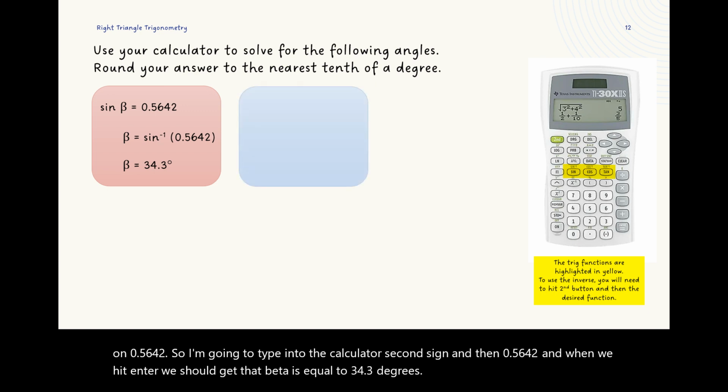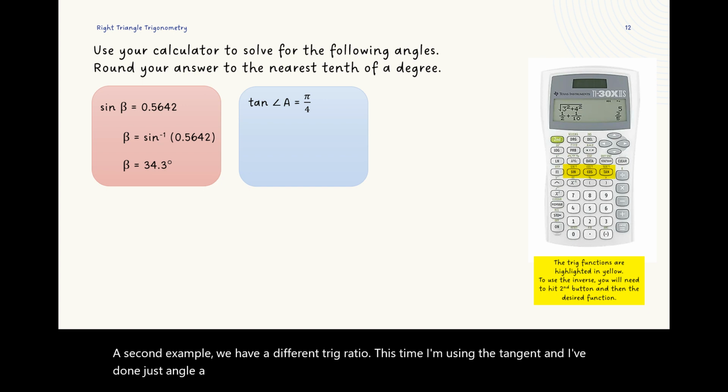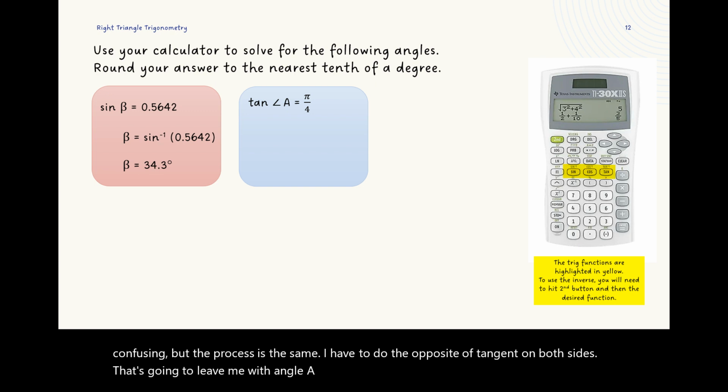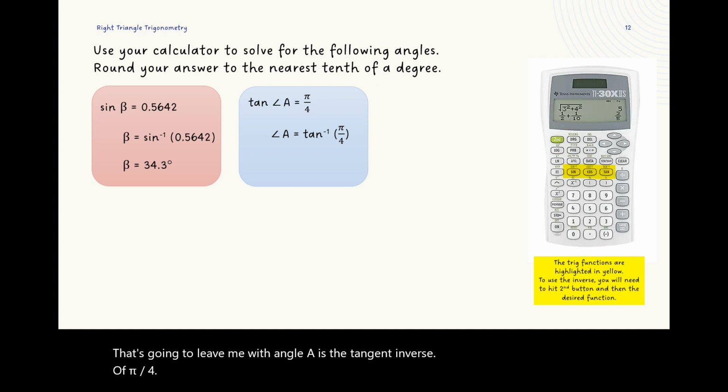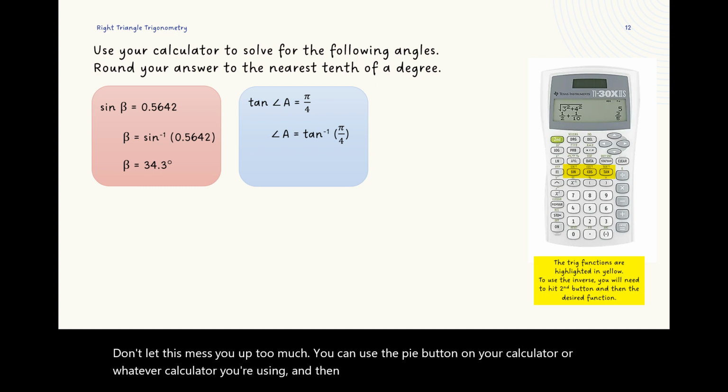A second example, we have a different trig ratio. This time I'm using the tangent, and I've done just angle A. Notice that we've left the ratio of the sides, pi over 4. It looks way more confusing, but the process is the same. I have to do the opposite of tangent on both sides. That's going to leave me with angle A is the tangent inverse of pi over 4. Don't let this mess you up too much. You can use the pi button on your calculator or whatever calculator you're using, and then divide it by 4.